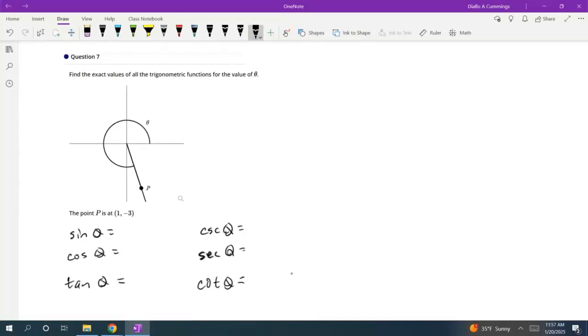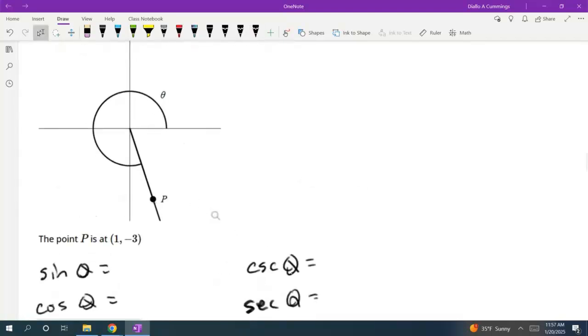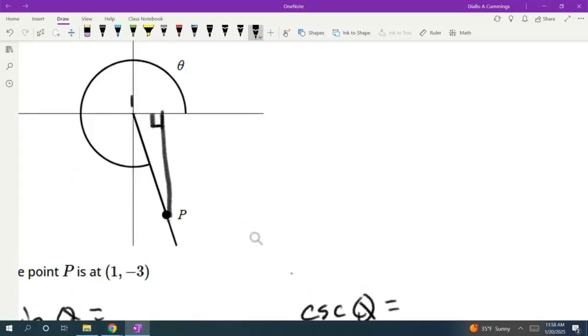All right, so the first thing I'm going to do is drop a perpendicular to the x-axis. I'm going to blow this up slightly. And I draw my right angle symbol, and this is our right triangle. So notice here we have x. All right, that's the value for x. Here we have y. And here we have r.